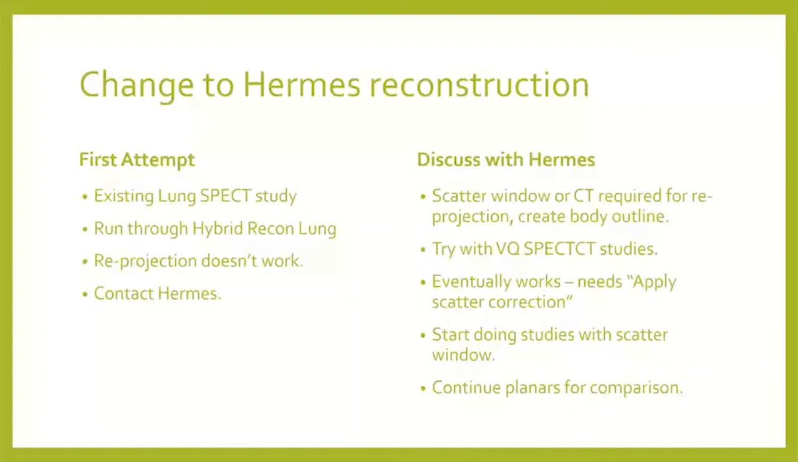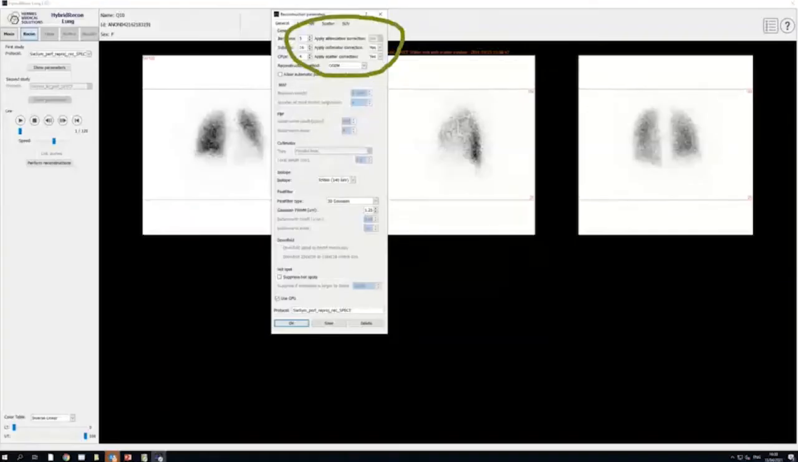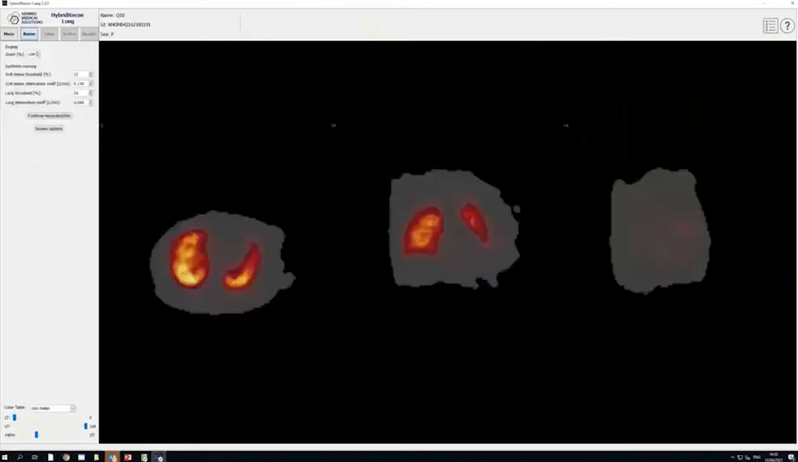So we thought, right, we've moved the lungs on to doing studies with the scatter window, but for the moment carrying on with the planars for comparison. So first patient will show one of the full dose patients. One of the settings you need to apply is scatter correction, and also collimator correction is what was recommended by Hermes. And it produces these artificial attenuation map images, which obviously are a reasonably good approximation to the body outline, if not perfect. So clever stuff.